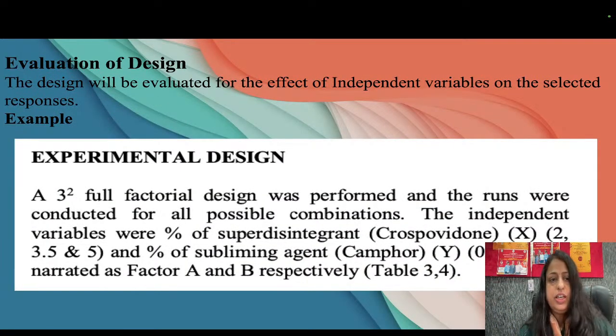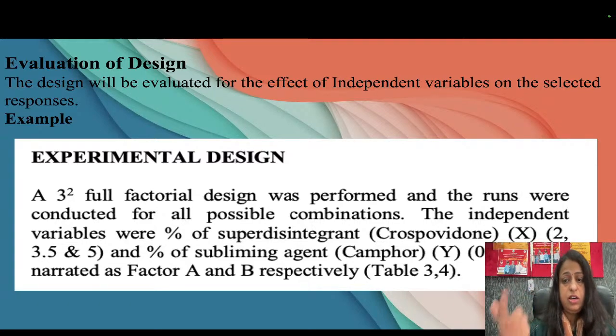Yes. So here I am now discussing one example with you. A 3^2 full factorial design was performed. 3^2 means 2 factors at 3 levels, right, for all their combinations. So here the independent factor was selected as super disintegrant, which was taken as crospovidone XL. Its concentration was taken as 2, 3.5 and 5. And the second is a subliming agent, which was selected as camphor, and its concentration was taken at 0, 5, 10.